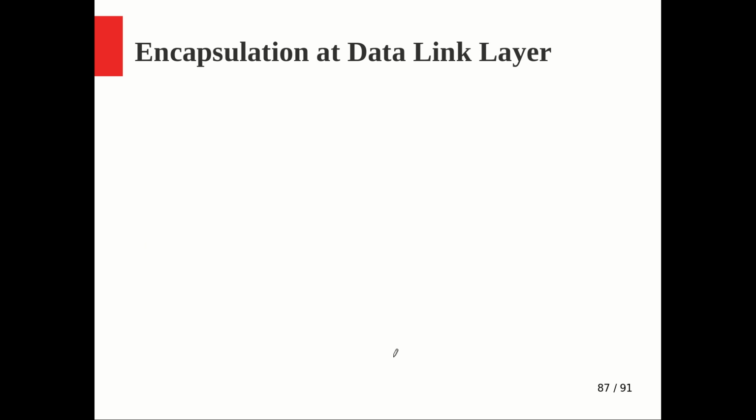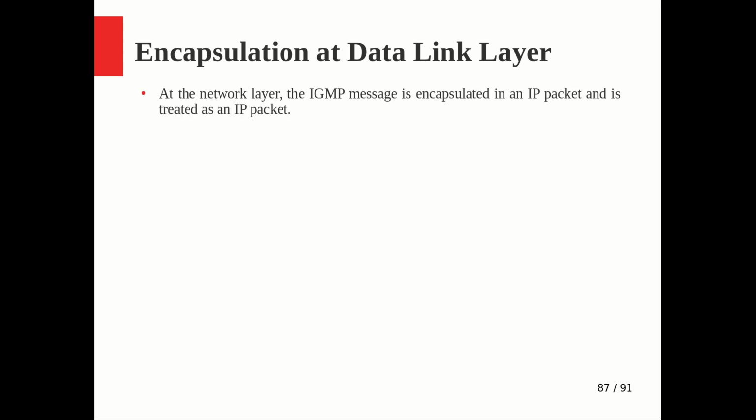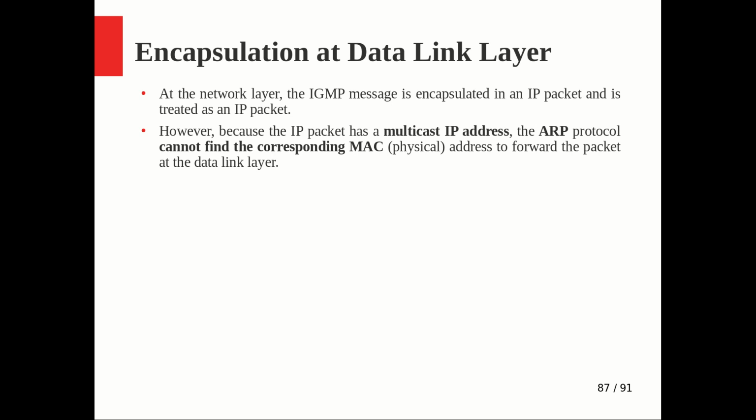Now we will see how it will be encapsulated at the data link layer, of course inside an Ethernet frame. At the network layer, the IGMP message is encapsulated in an IP packet and is treated as an IP packet. However, the IP packet has a multicast address, and ARP is meant for dealing with unicast addresses only. For a unicast IP address, ARP will give you the equivalent MAC. But for a multicast IP address, how can ARP give the equivalent MAC?